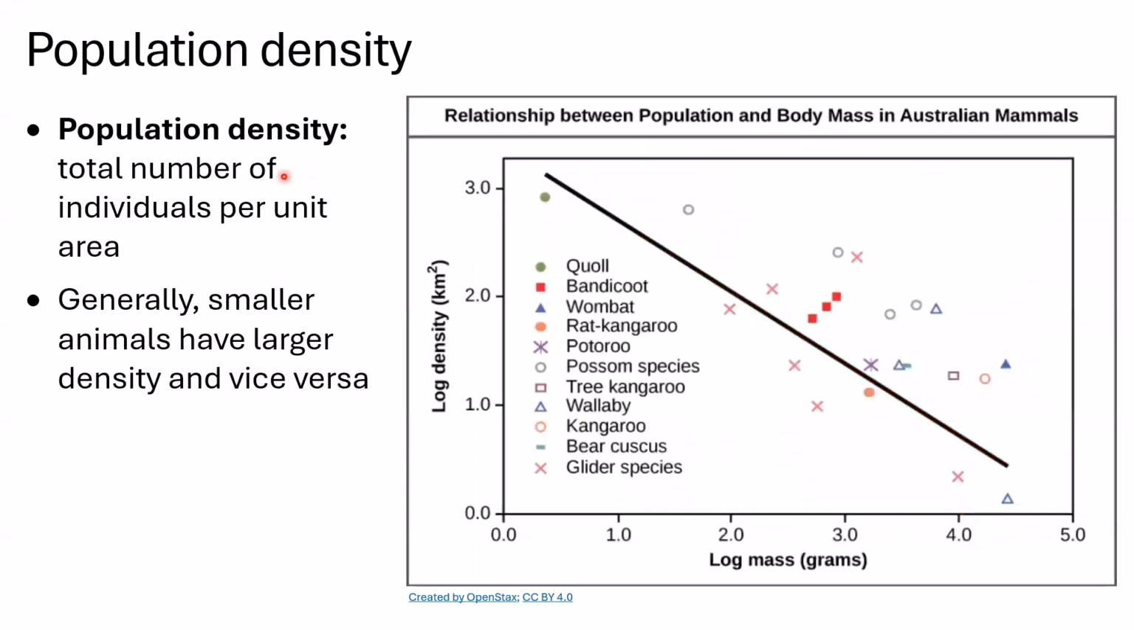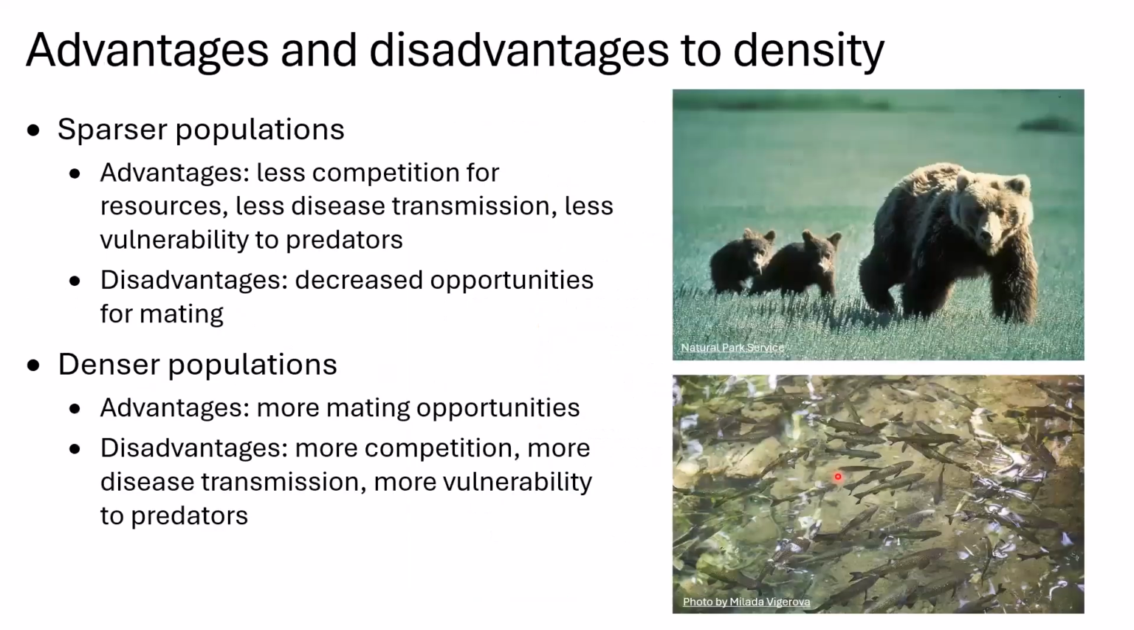Population density refers to the total number of individuals per unit area. Smaller animals tend to have a larger density, while larger animals tend to have a smaller density, so there is an inverse correlation between population density and size of the animal. There are different advantages and disadvantages to sparse populations, which have lower density, and dense populations.